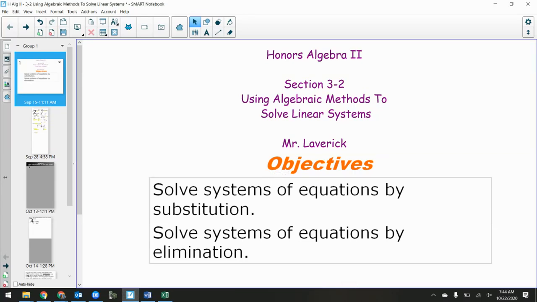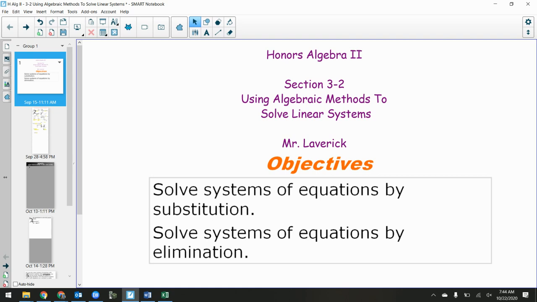So again, today what we're doing is section 3.2, using algebraic methods to solve linear systems. We just talked about how solving a system is to find the intersection point, whether we find it graphically like we did in section 3.1. Today we're going to talk about using algebraic methods to solve systems of equations.